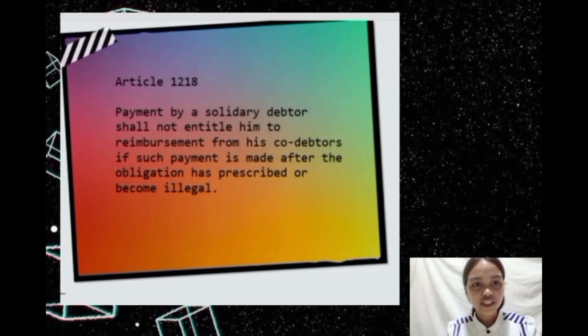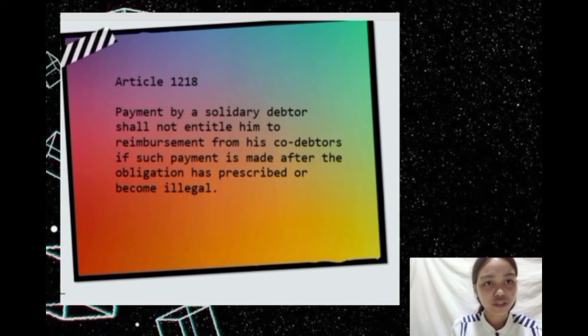Next, Article 1218. Payment by a solidary debtor shall not entitle him to reimbursement from his co-debtors if such payment is made after the obligation has prescribed or become illegal. So, when the solidary debtor pays the obligation, he is entitled, as a rule, to reimbursement from his co-debtors.